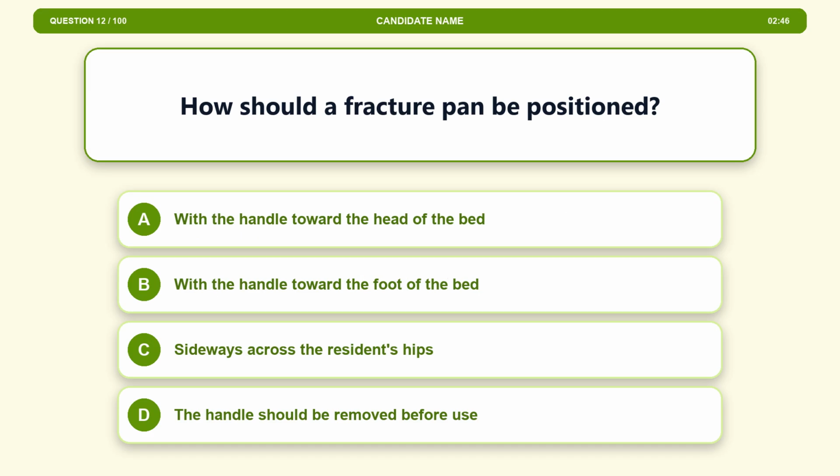Question 12. How should a fracture pan be positioned? Option A. With the handle toward the head of the bed. Option B. With the handle toward the foot of the bed. Option C. Sideways across the resident's hips. Option D. The handle should be removed before use.